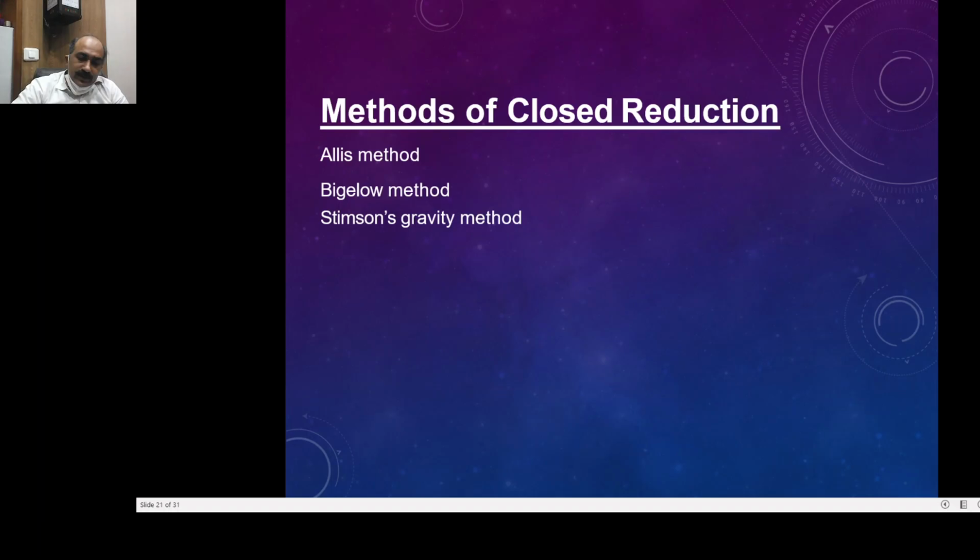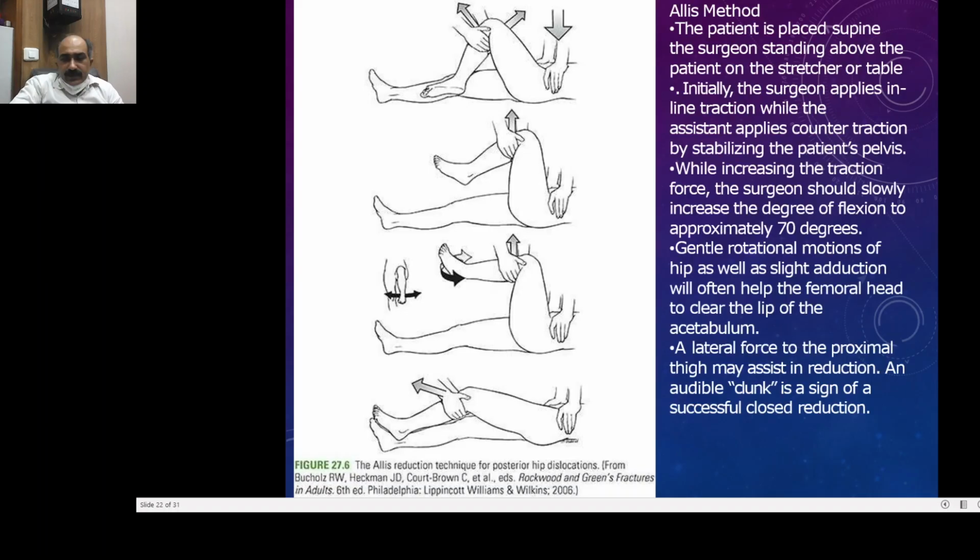In the Ellis method, the patient is placed supine while the surgeon is standing above the patient on the stretcher or table. Initially, the surgeon applies traction in line while the assistant stabilizes the pelvis. The surgeon will increase traction and slowly flex the hip to 70 degrees with gentle rotatory movements of the hip as well as slight adduction, which will often help the femoral head to clear the lip of the acetabulum. You can apply a little lateral force to the proximal thigh and you can hear an audible clunk as a sign of successful reduction.